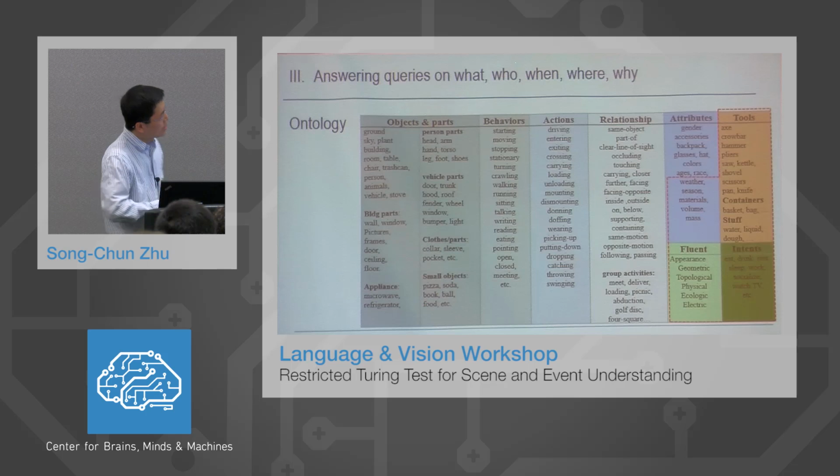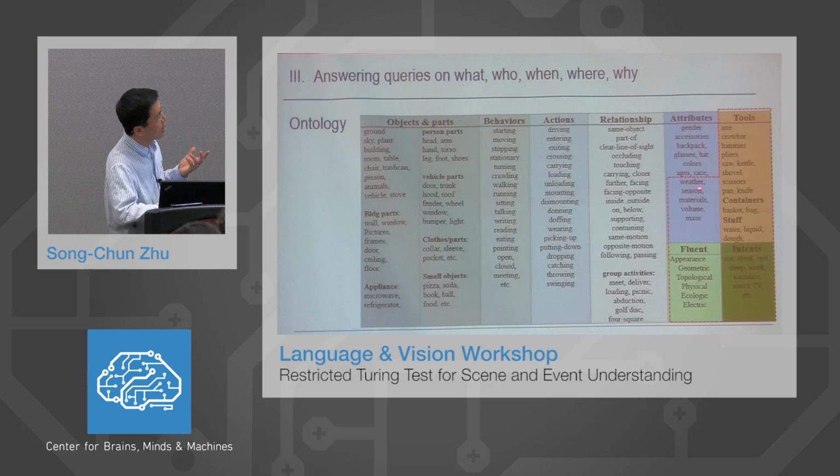This is a DARPA project started a few years ago. They define an ontology on objects, indoor and outdoor, buildings, grounds, chairs in the room, and then humans, their parts, clothing, and small objects like pizza, books, balls, appliances, and then behaviors, basically human actions. Then relations, like this is the same object, or that is a part of that. And then 3D: occlusion, touch, and clear line of sight. Like, does this person see that person? Can that car face that object? And so on. They also have motion, group activities, and attributes.